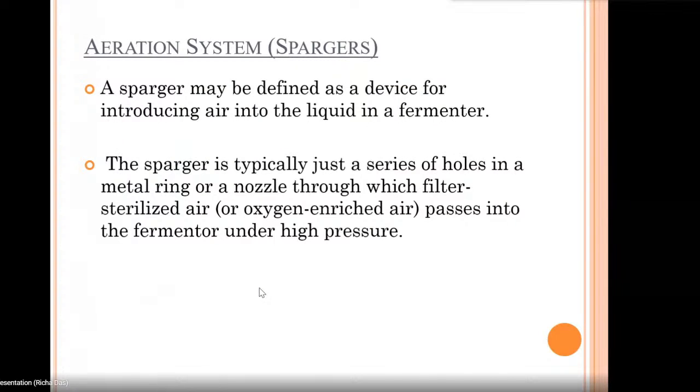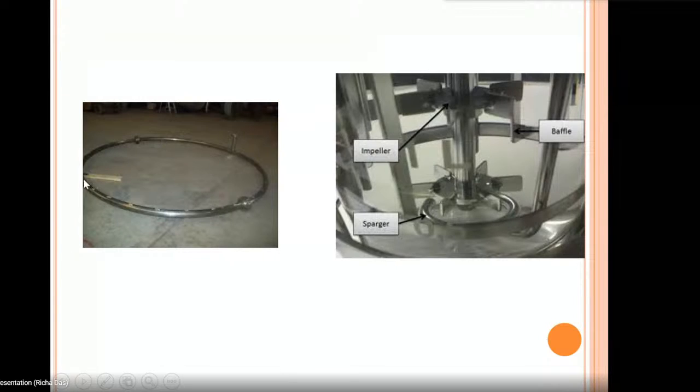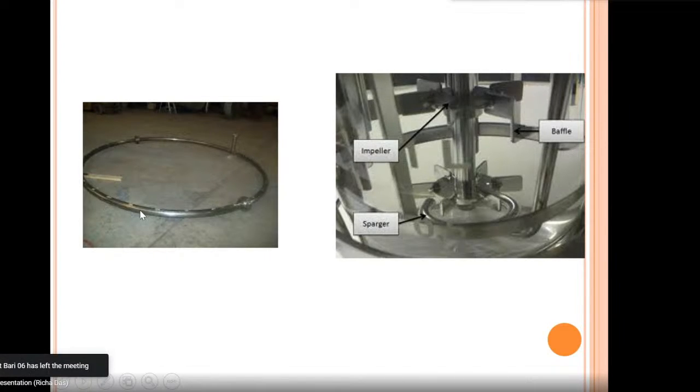Okay. And the last part of the fermenter is the sparger, or we can say the aeration system. So this is how a sparger looks. This is a sparger, and this is the diagram showing the sparger present inside the fermenter. Spargers are actually metal rings. As we can see clearly, these are the metal rings, and these metal rings have small holes in them. These are the small pores here.